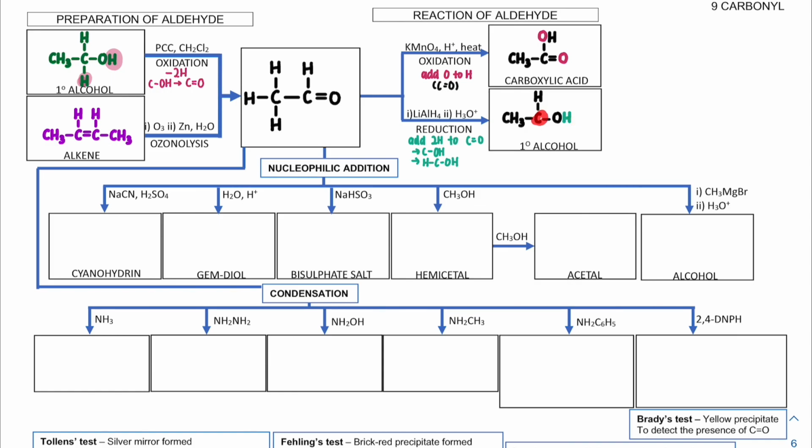But our carbon only has 1, 2, 3 bonds so far. So what do we put for the last one? For the last one, we will add another hydrogen. That goes in here, at the HCOH. So that's for the reactions of our aldehyde, oxidation and reduction.